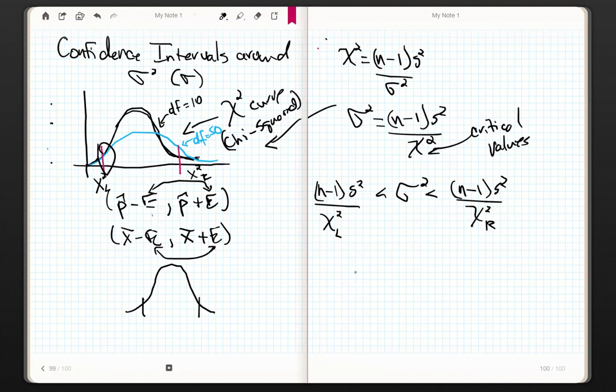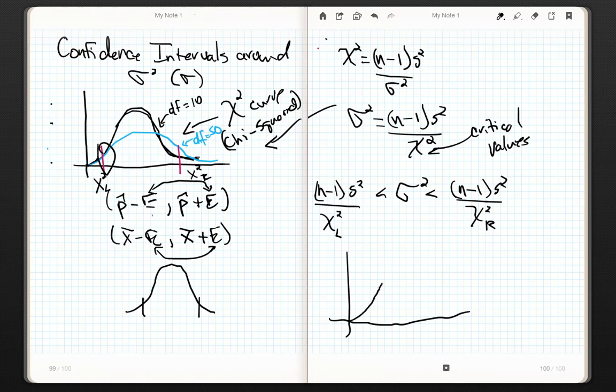Now, let me draw this out a little bit for you guys real quick, just so you can look at this. I want to make sure you get this, even though it's all formulaically driven, nothing's too crazy. All right, here's my chi-squared.